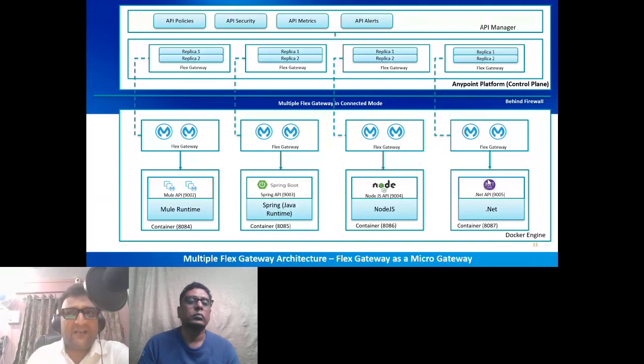As I mentioned, in API-led connectivity architecture, you can set up three Flex Gateways: one for system, one for process, and one for experience. Basically, each Flex Gateway can have its own security considerations. If you want to restrict public traffic on the system API, you can restrict it at the Flex Gateway level only.